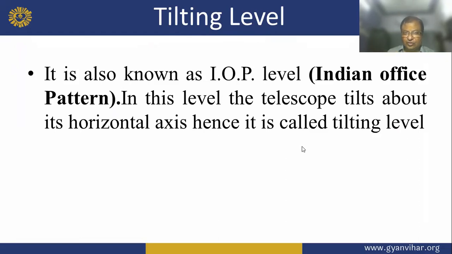It is also known as the IOP level. In this level, the telescope tilts about its horizontal axis. Hence, it is called the tilting level.